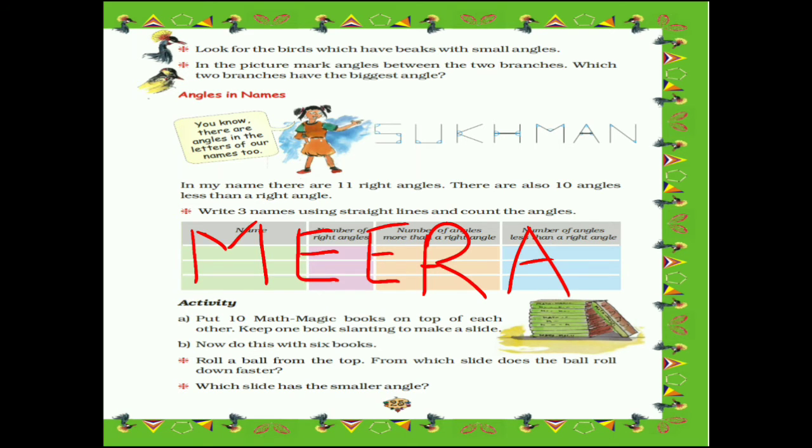For example, I write the name Meera in the first row. So let's count how many right angles are there. See, in the letter E there are 4 right angles. See, here 1, here 2nd, here 3rd, and here 4. So there are 4 right angles in the first letter.